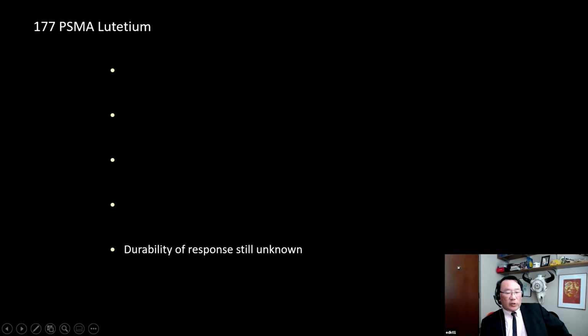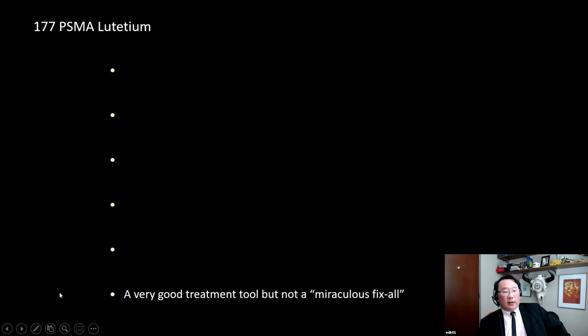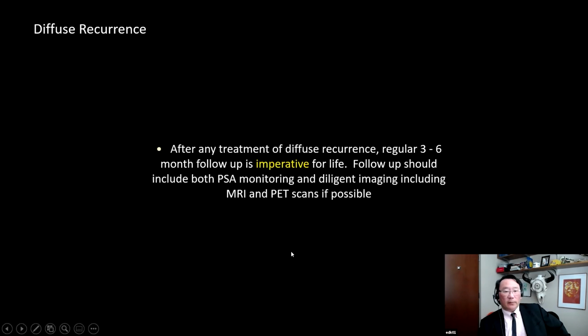You get good responses, but it by itself is not going to rid the patient of disease completely necessarily. So my summary of 177 PSMA lutetium thus far is it's an incredibly cool, very good treatment for prostate cancer, but it is not a miraculous fix-all. I think we all have to remain realistic about the fact that it is a new, wonderful treatment, but it has to be used judiciously.